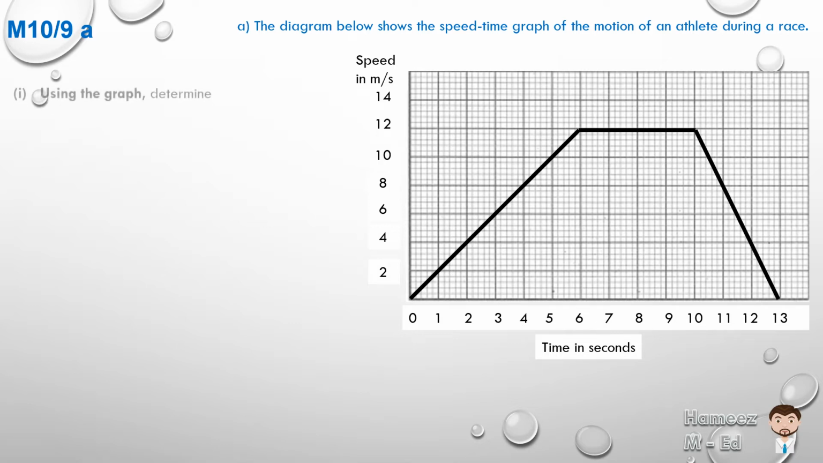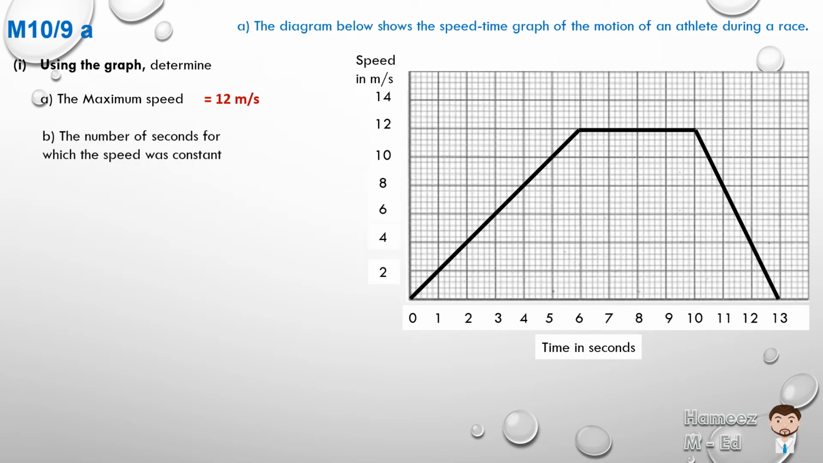Part 1. Using the graph, determine A, the maximum speed. And we can see the maximum speed is 12 meters per second. Part B, the number of seconds for which the speed was constant. And we can see the speed was constant, that flat line up on top, from the time it was 6 seconds until 10 seconds. So 10 take away 6 is 4 seconds.